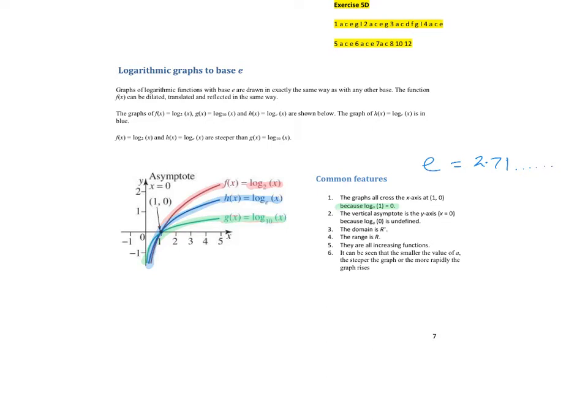They all have the same key features though. Those key features: they all cross the x-axis at (1, 0), and have a vertical asymptote, which means the domain is R plus. The range is R. These graphs continue up and down. They're all increasing functions. The smaller the value of a gets, the more rapidly it increases. In other words, log base 2 is steeper than log base 2.7 or e, which is steeper than log base 10.